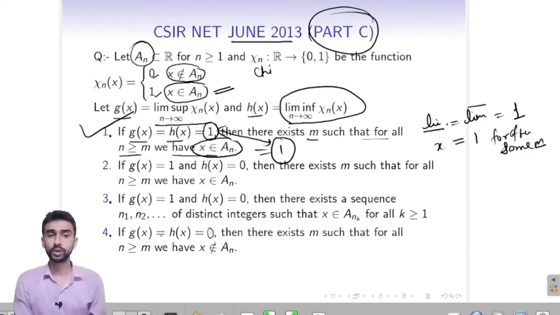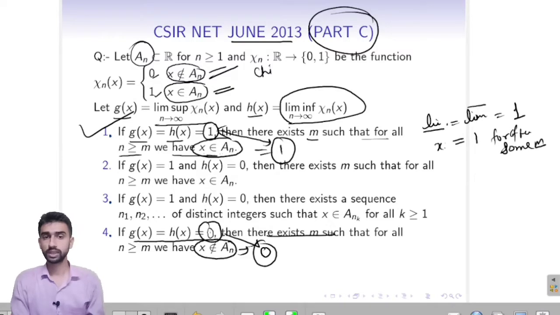Now by the same formula you can also think of option 4. Here it is equal to 0 and again it is the same statement. Now it is showing x does not belong to An, which means it is 0. So you can see they are saying the same thing. So options 1 and 4 are correct.